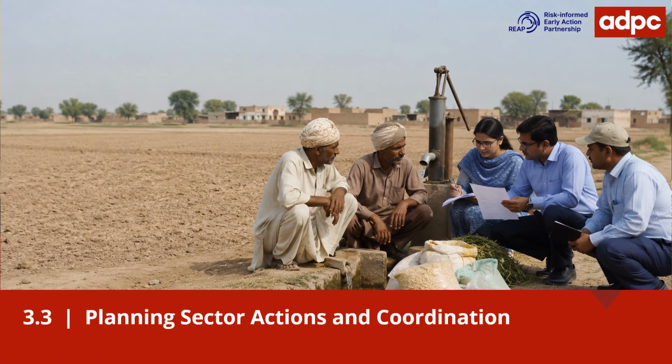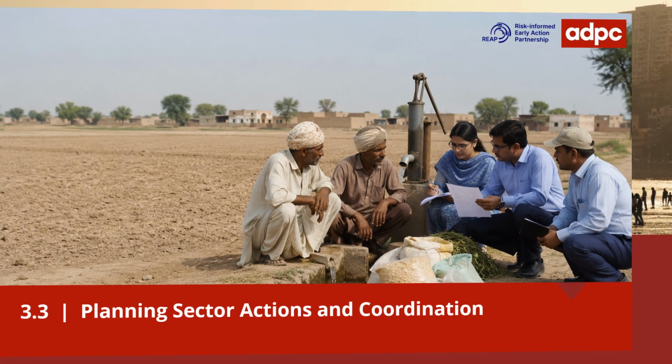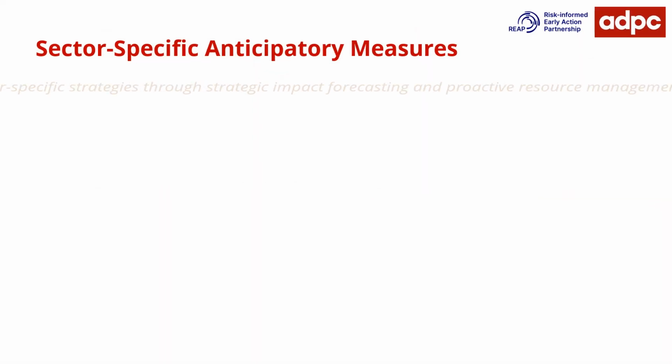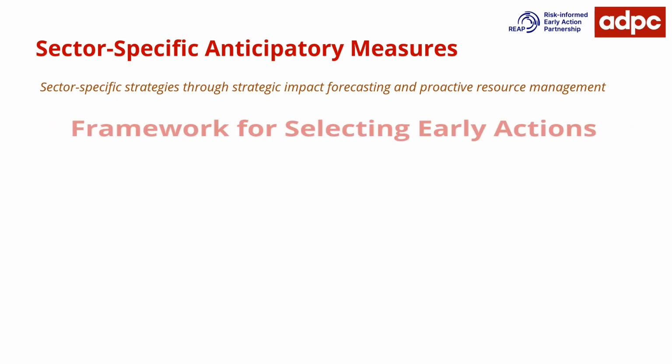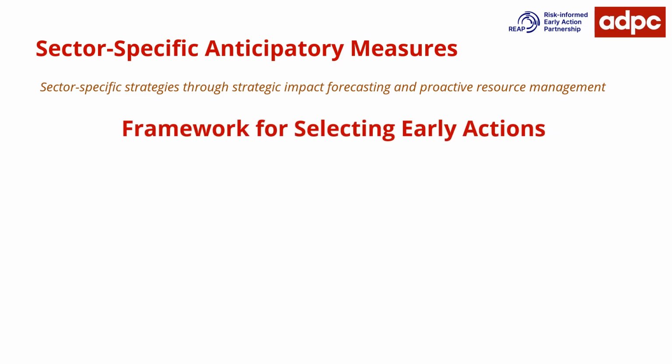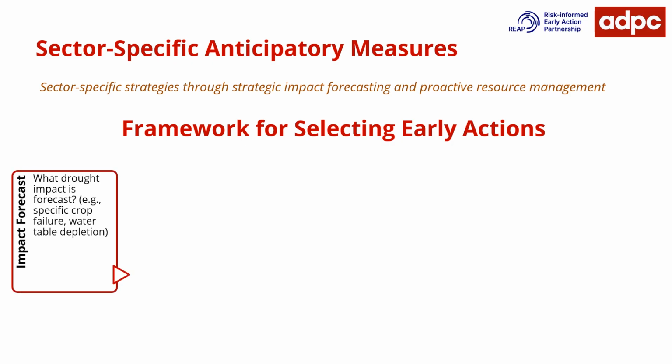Let's move to Section 3.3, Planning Sector Actions and Coordination. Sector-specific strategies rely on strategic impact forecasting and proactive resource management. Let's look at the framework for selecting early actions. Selecting the right early action means working through 6 questions in sequence. Impact forecast. What drought impact is forecast? For example, a specific crop failure or water table depletion.